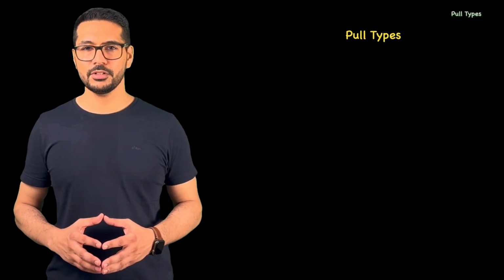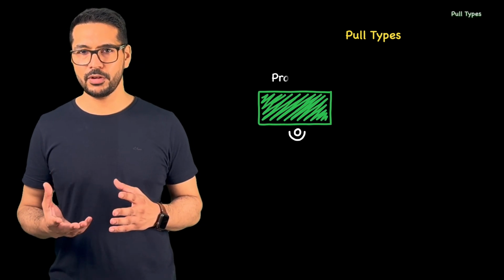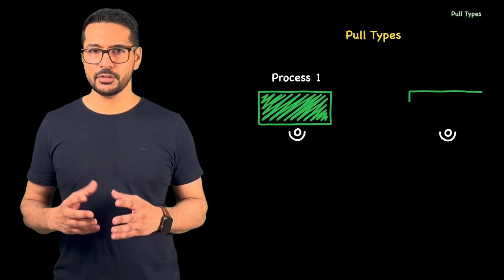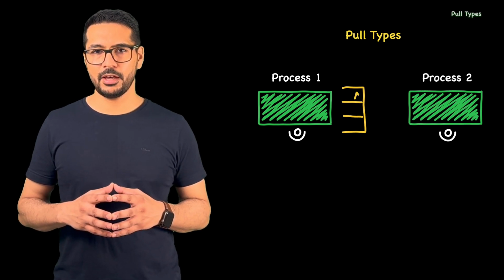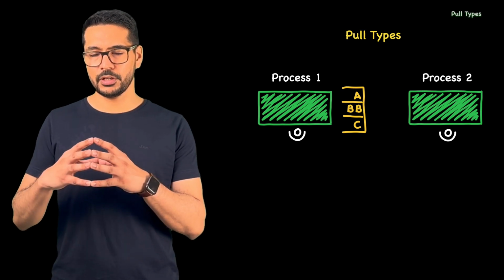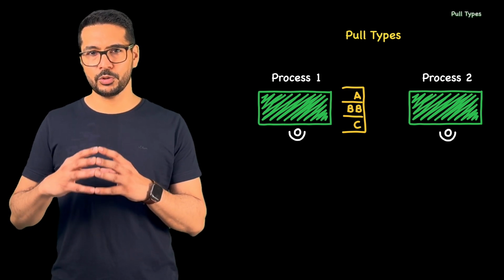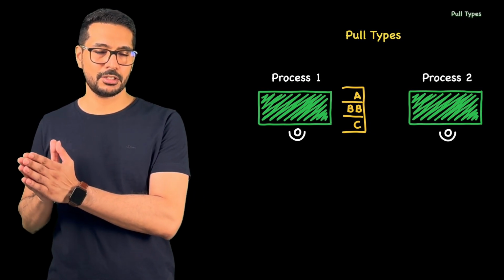So let's discuss the first element of pull system. There are two types of pull. The first type is called Kanban, which comes from manufacturing and is a Japanese word for cards. It means that we have process 1, which is supplying the information, finishing the task or the project for the customer process, which is process number 2.